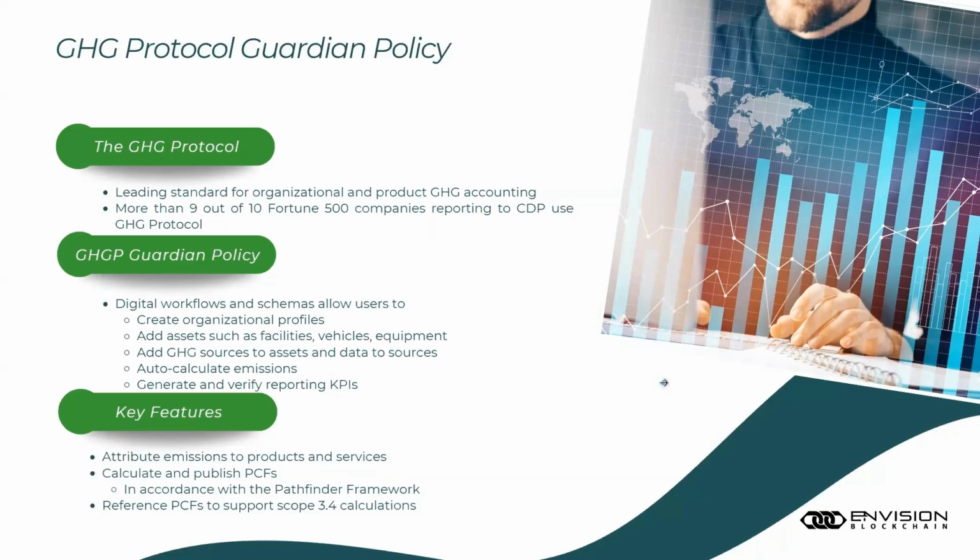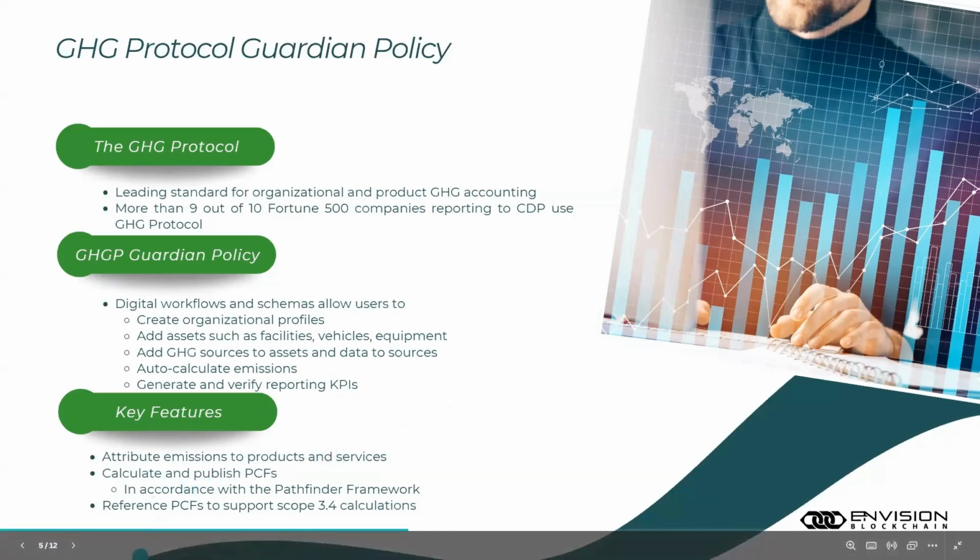Some key features of this policy are the ability to take some of those GHG sources and attribute those emissions to products and services, and calculate and publish product carbon footprints. This is in accordance with the Pathfinder Framework, which is an initiative to help standardize and increase the sharing of greenhouse gas data across supply chains. And those PCFs can be referenced to support Scope 3.4 calculations to improve Scope 3 calculations.